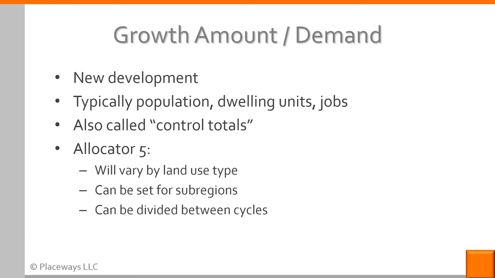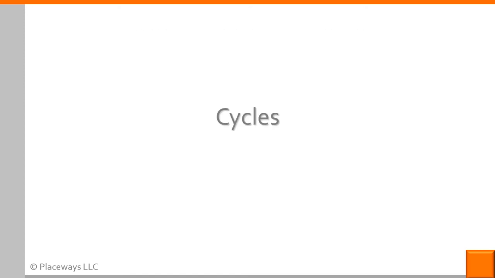The growth amount, or demand, is a single number for each land use that represents the quantity of new development you want to allocate across your entire study area. Transportation modelers often call these amounts control totals. In Allocator 5, you can set different amounts by land use type and by subregion, and you can divide it into several cycles if desired.